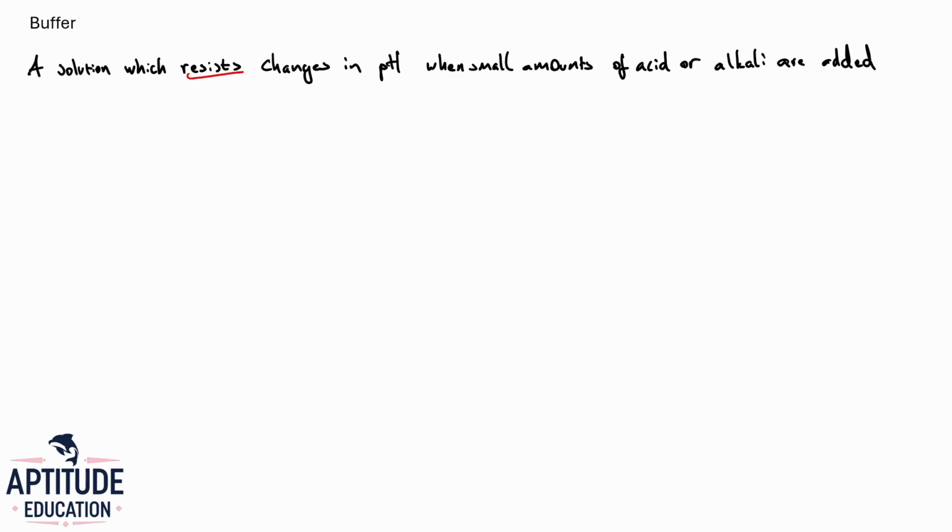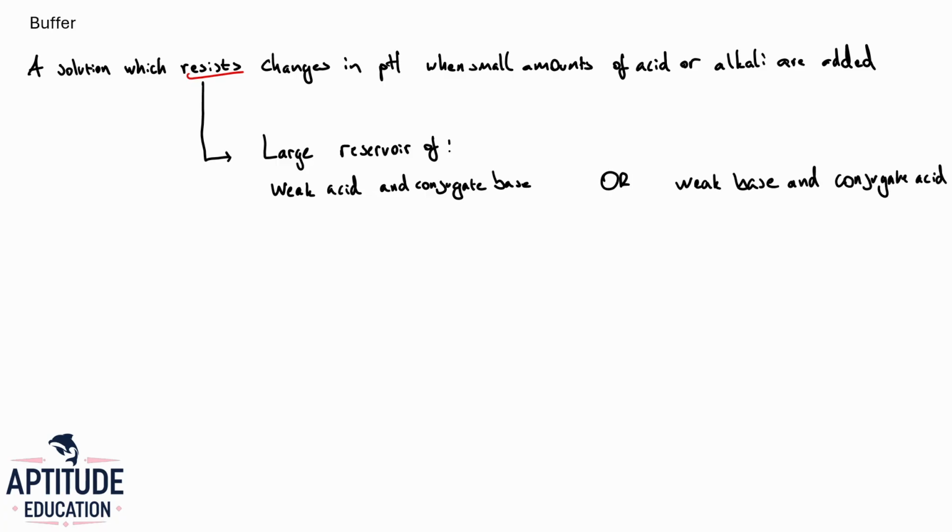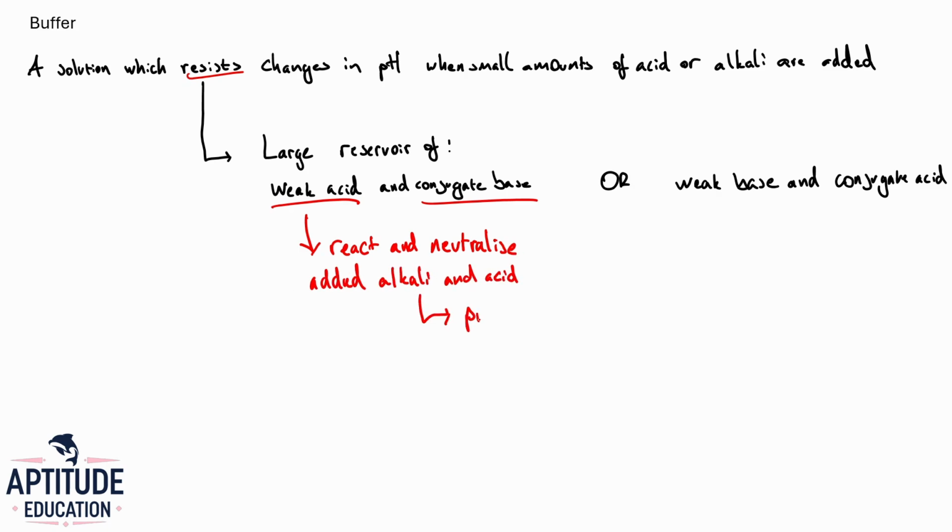And it resists changes because there is a large reservoir of weak acid and conjugate base, or weak base and conjugate acid. And this weak acid and conjugate base will react and neutralize the added alkali and acid, and in doing so it prevents the pH from changing.